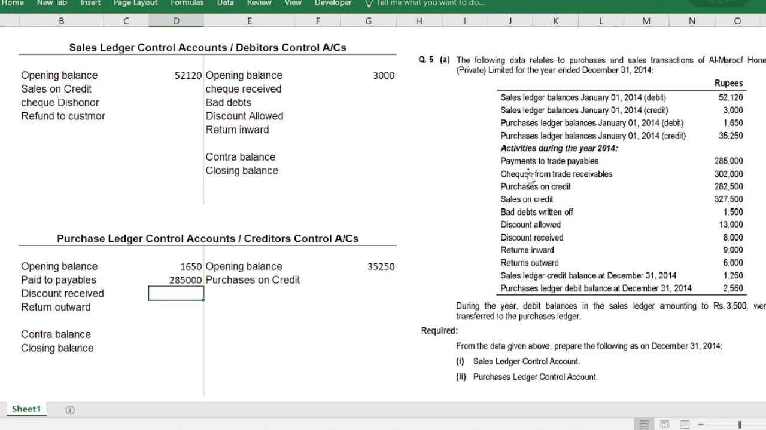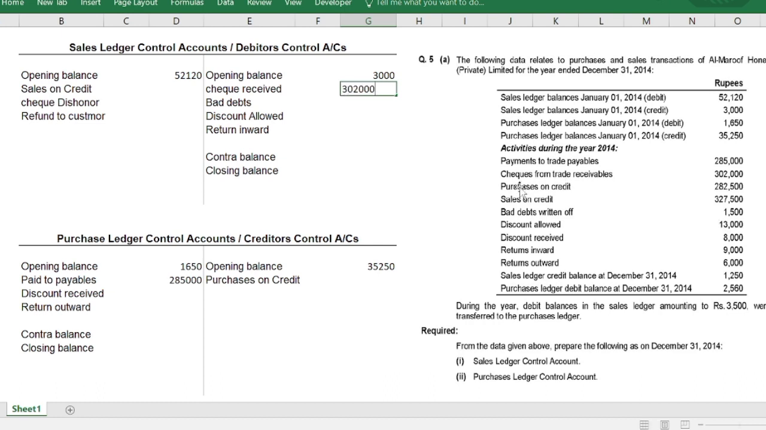The next transaction is cheque received from trade receivables. As you know, we clearly understood in the previous slides about the sale ledger control accounts all those transactions due to which our trade receivables accounts will be decreased. We record them onto the credit side in sale ledger control accounts. So we go on to the credit side of the sale ledger control account and record it. The amount is 3,02,000.